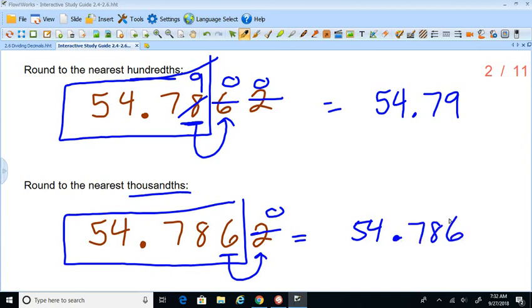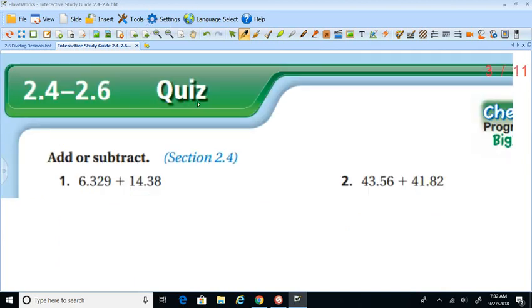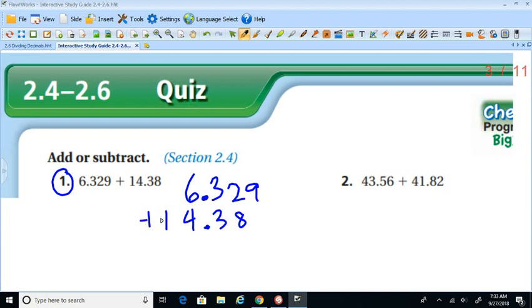Now from the book, 2.4 to 2.6 quiz. Number 1 and 2, they say add or subtract. I'm only going to do one of these. I'll do number 1. 6.329, as you should always know, whenever you're going to add or subtract decimals, you must line up your place values, meaning line up those decimals. In any place value that has a blank spot, we'll put a placeholder in there, put a 0. And now you just add, column addition like you did back in 1st and 2nd grade.